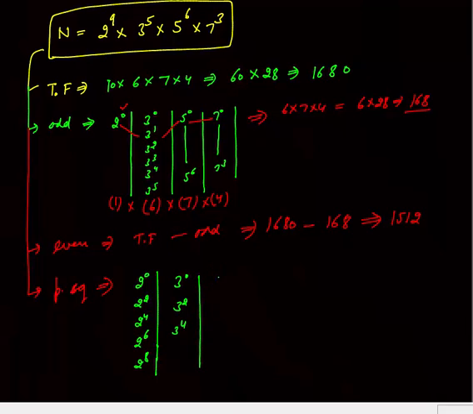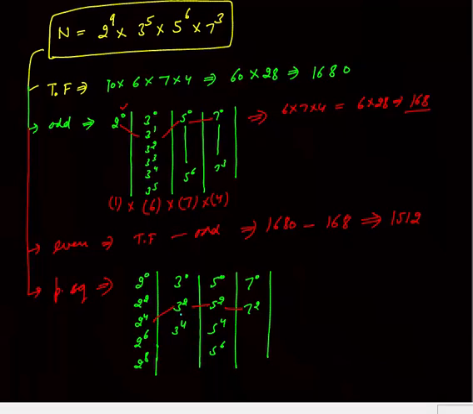From the 5 side we will take 5 power 0, 5 power 2, 5 power 4, 5 power 6. And from the 7 side, 7 power 0, 7 power 2. So if you take one number from the 2 side, one number from the 3 side, one number from the 5 side and one number from the 7 side, and multiply them, this will be a perfect square.